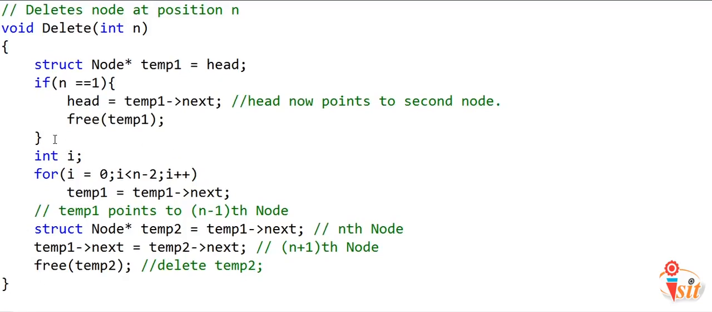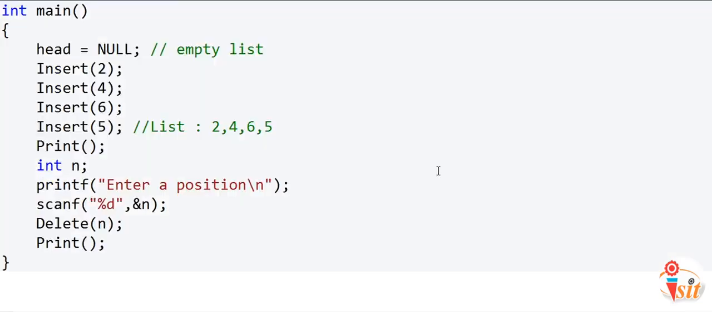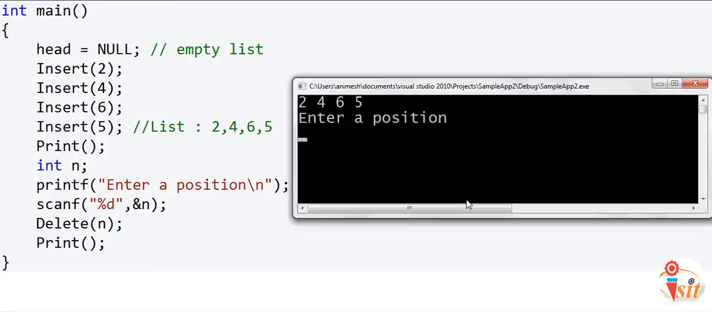I have missed one thing here. For n not equal to 1, we should not execute this section of the code. So either we put an else statement after this, or we can say return after we execute these statements for this condition. Now this code should work if I've got everything right. So let us now run this and see what happens. I have already written the insert and print functions. I'll come back to this main function. This is my list 2, 4, 6, 5, and I can enter any of the positions 1, 2, 3 or 4.